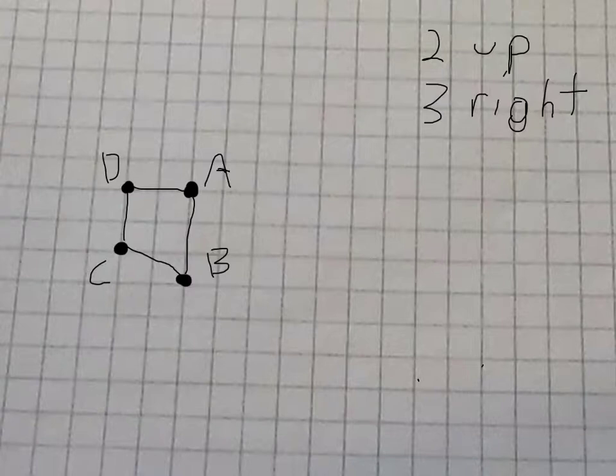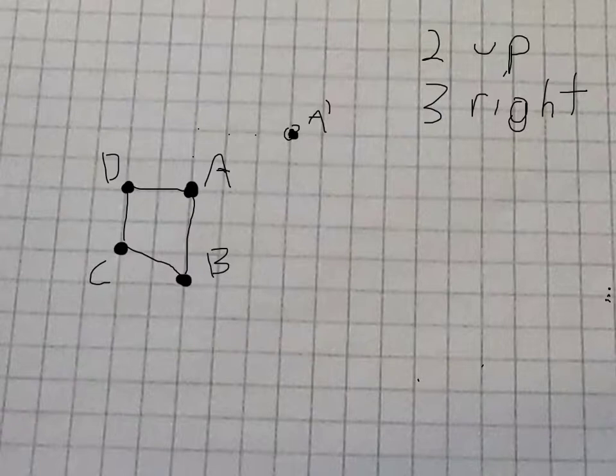I prefer to do it point by point because I find it a lot easier than moving the shape as a whole. So, 1, 2 up, and 1, 2, 3 right. So this is your new point, that's your point A, but you put a little apostrophe so they know that's the reflected image or the figure.